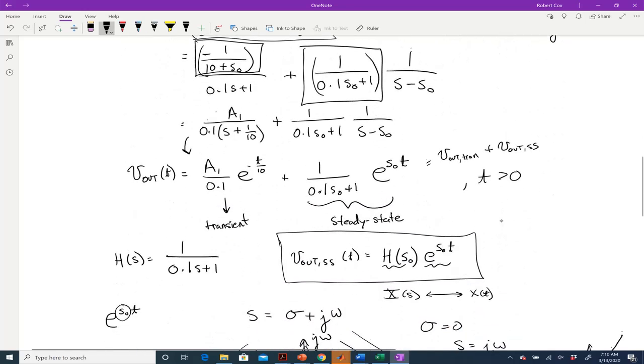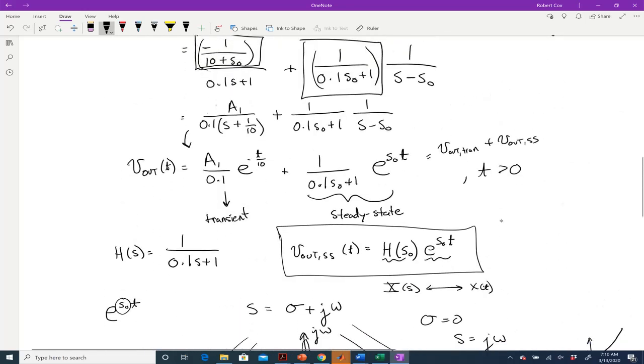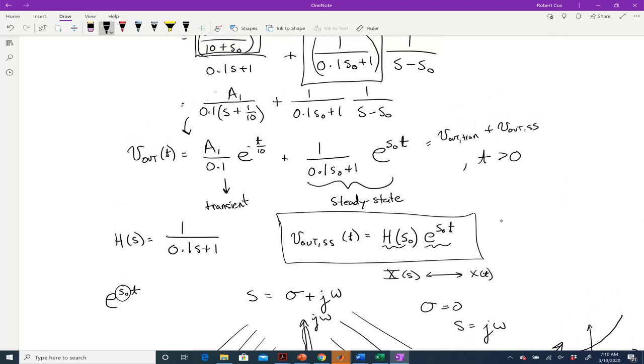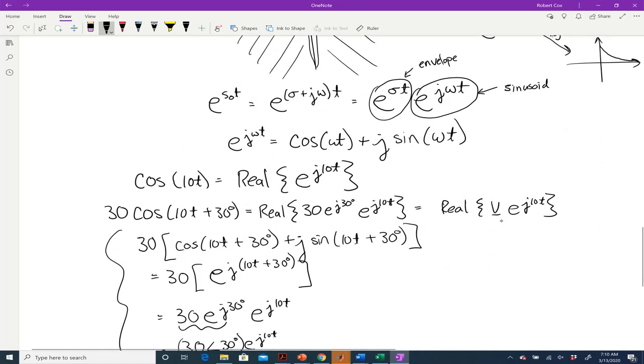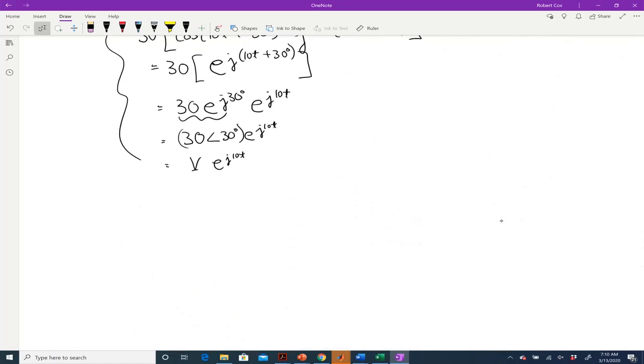That led us to this result right here. We said that the steady state output is equal to the transfer function evaluated at s naught times e to the s naught t. So let's say we had, for the sake of argument, e to the j 10t.